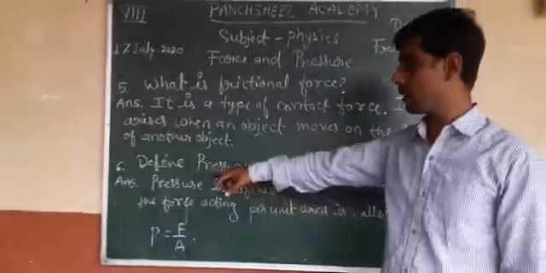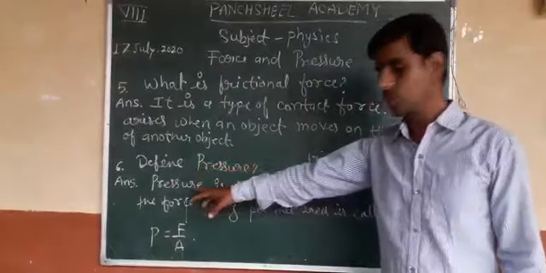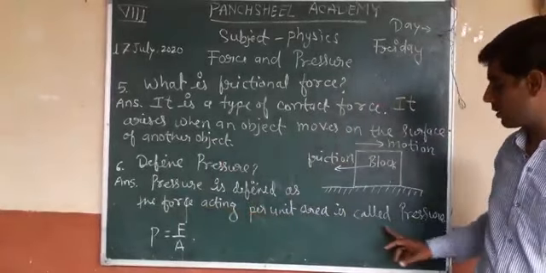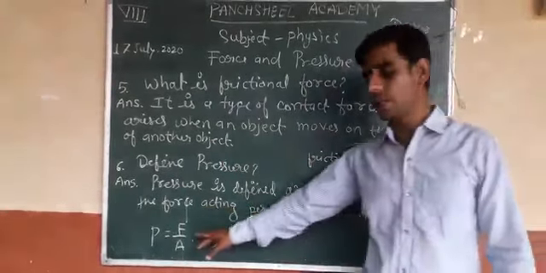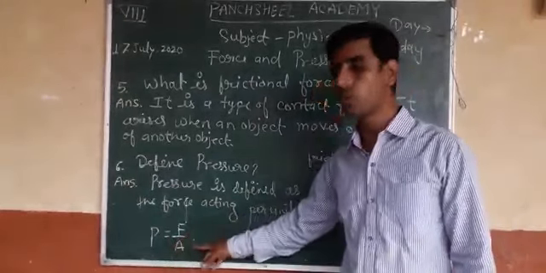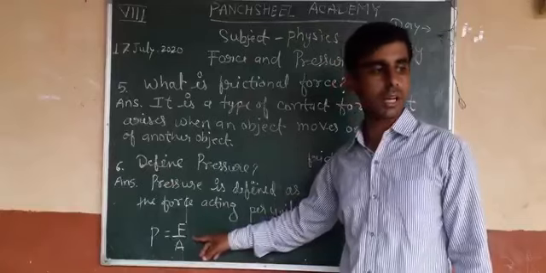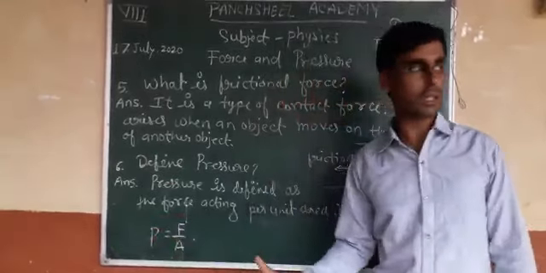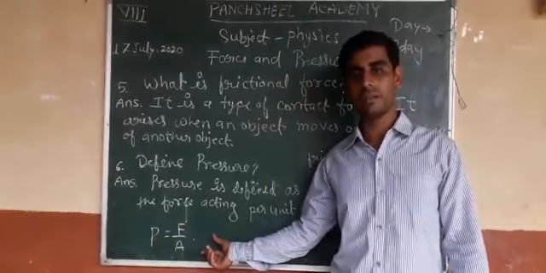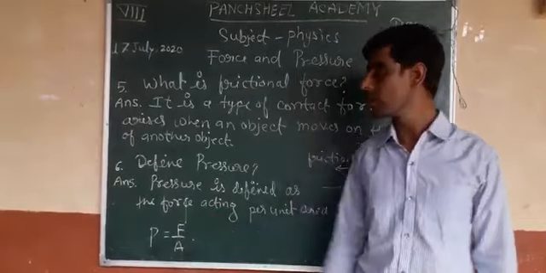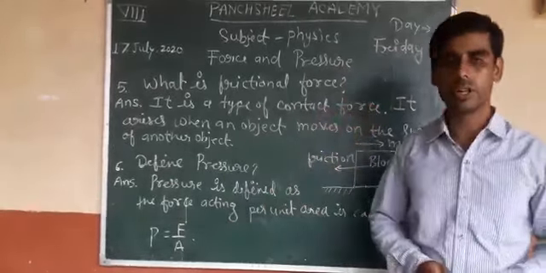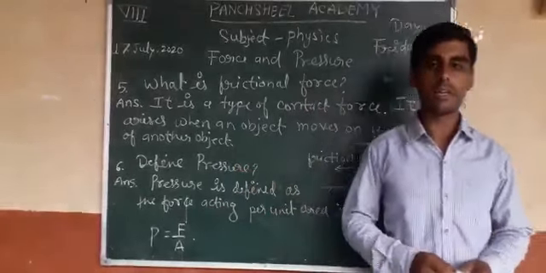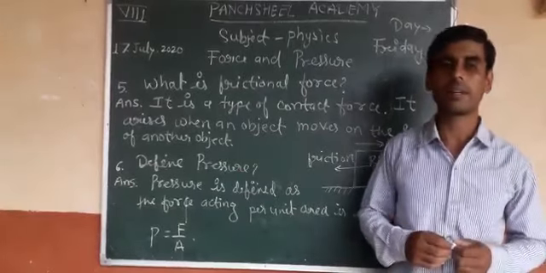Okay, now next question: define pressure. Pressure is defined as the force acting per unit area. The formula of pressure is P equal to F upon A, where F is the force and A is the area. So this is the formula. If we talk about the SI unit, then pressure is measured in Pascal or Newton per meter square. So these are your very short questions and their answers, and we will discuss more questions in our next video.